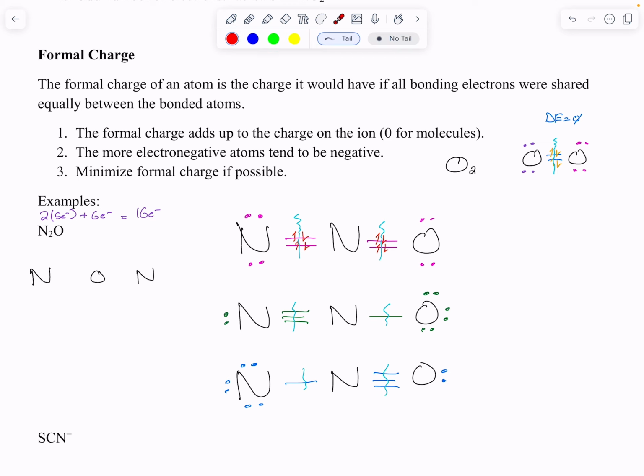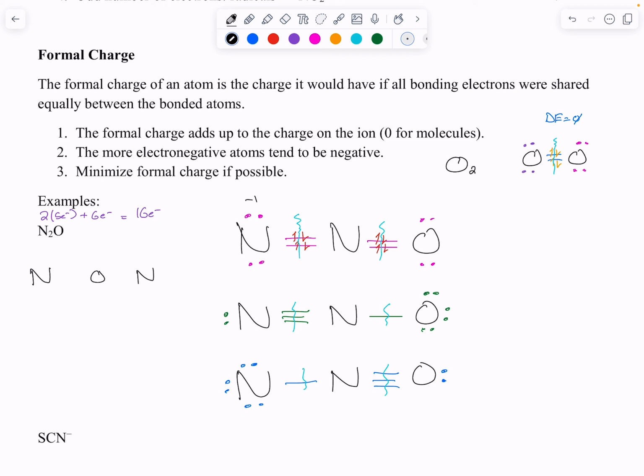All right, formally. Again, nitrogen brings in 5 valence electrons. Oxygen brings in 6. So formally, this has 1, 2, 3, 4, 5, 6. It has 6 valence electrons. So nitrogen has 6, but it brought in 5. It has an extra electron. So formally, it is -1. I'm sorry, that's nitrogen. Nitrogen is -1.